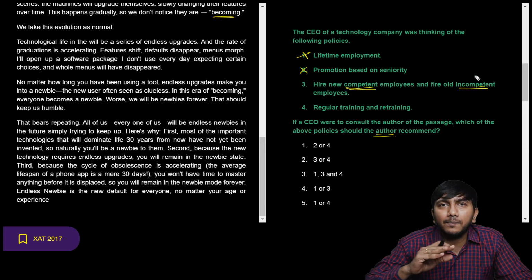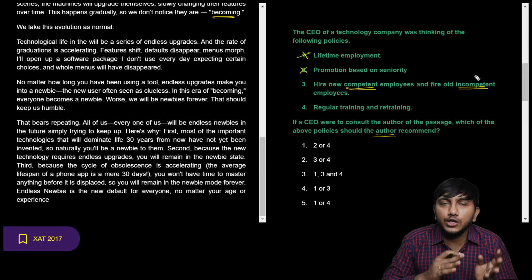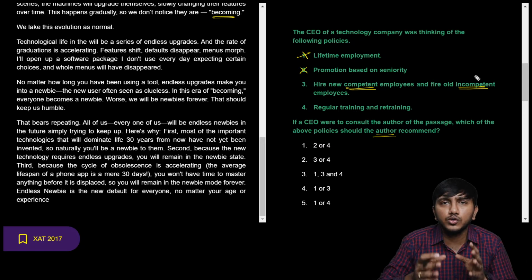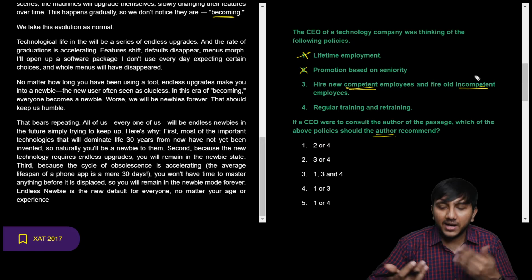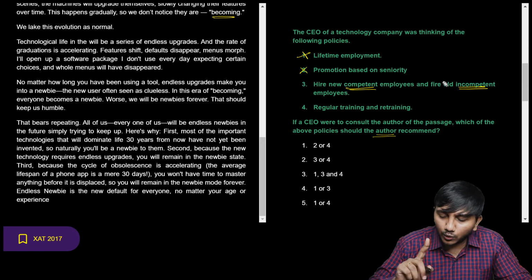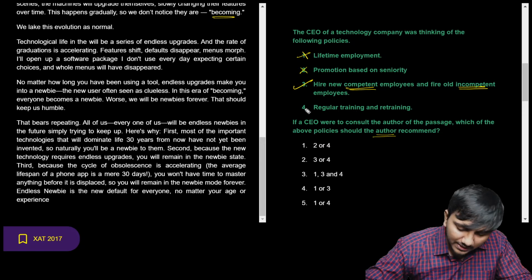Things tend to change, so you might have to upgrade, right? Things which you were finding useful in the past might not remain useful at this point of time, or might not remain useful for the future. So accordingly, you might have to upgrade things. So obviously, fire old incompetent, hire a new competent, definitely something that the author would recommend.